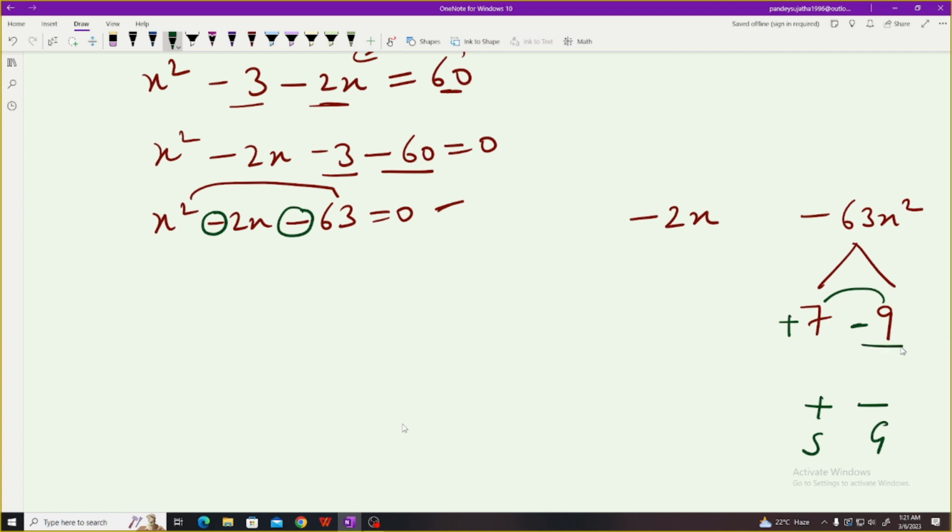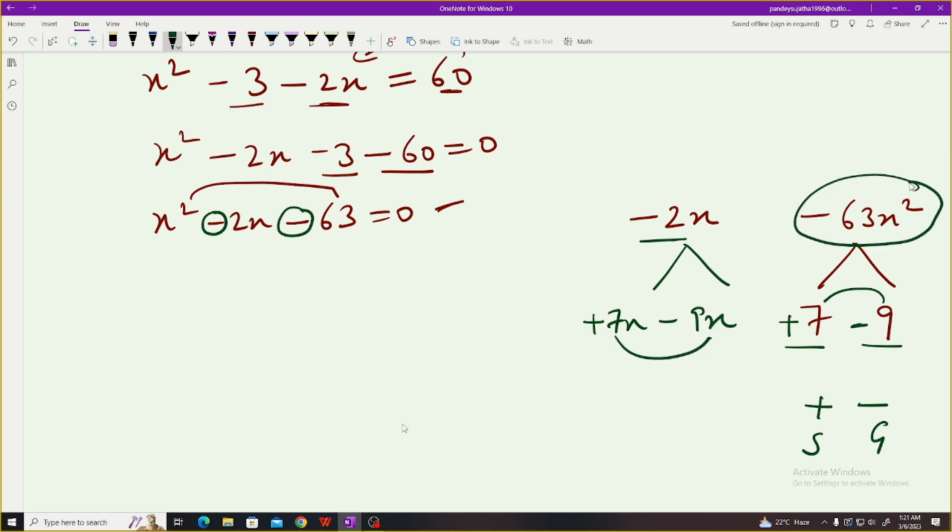So we know that minus 9 and plus 7 is minus 2. So we got the factors of this minus 2x as plus 7x and minus 9x. And when we multiply these two, we get minus 63 x square. So let's solve it. Write this first term as it is and split these two terms. We get plus 7x minus 9x, and write this term as it is, that is minus 63 equal to 0.